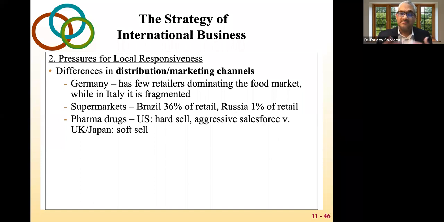to do pharmaceutical drugs marketing and sales. You have to sell very aggressively, you must have a very aggressive sales force. Okay. In Japan, in the UK, it is a very soft sell. Right? So in the US, you must have a very strong labor force that can actually go and sell your pharmaceutical drugs. So you will have pharmaceutical representatives or medical representatives.